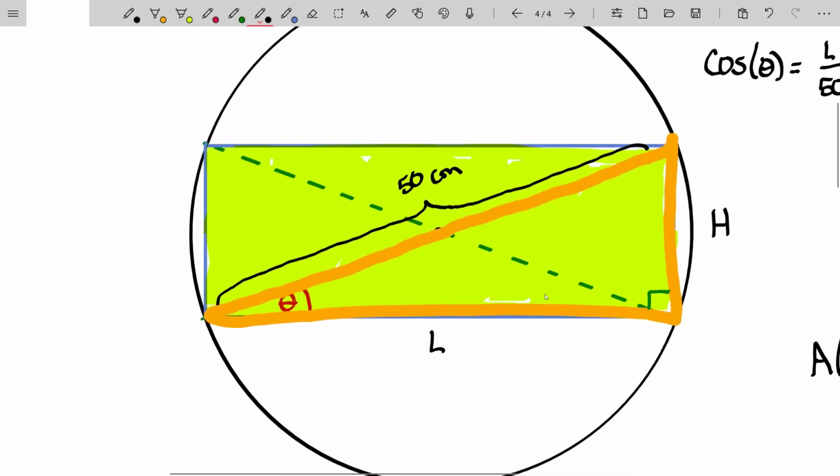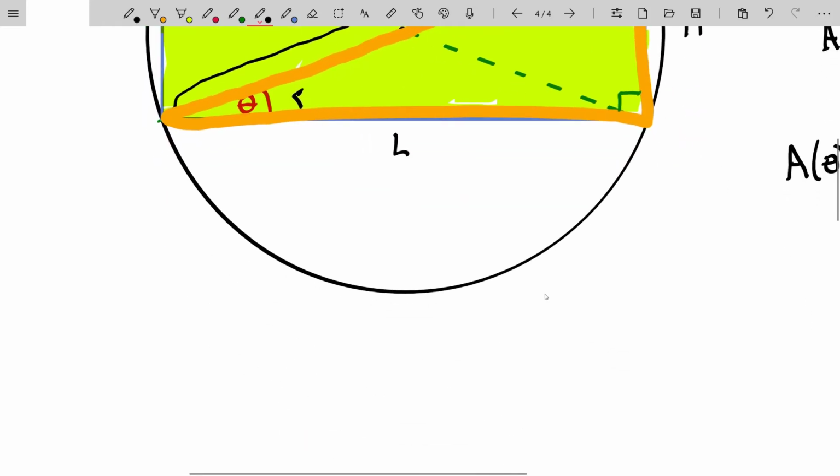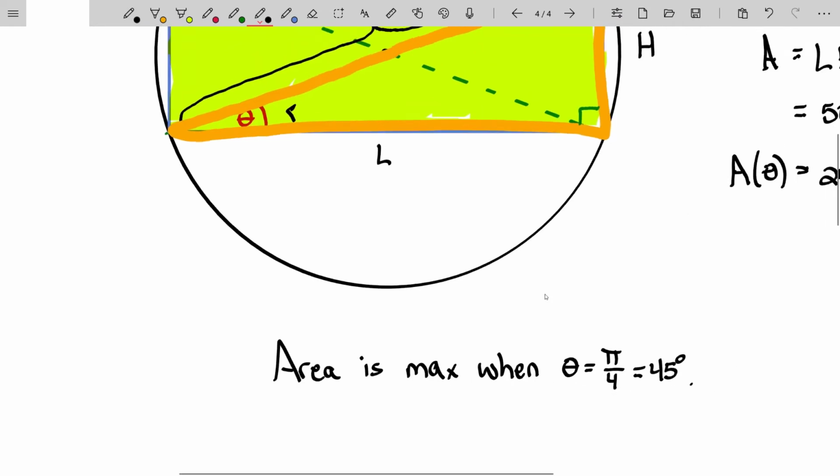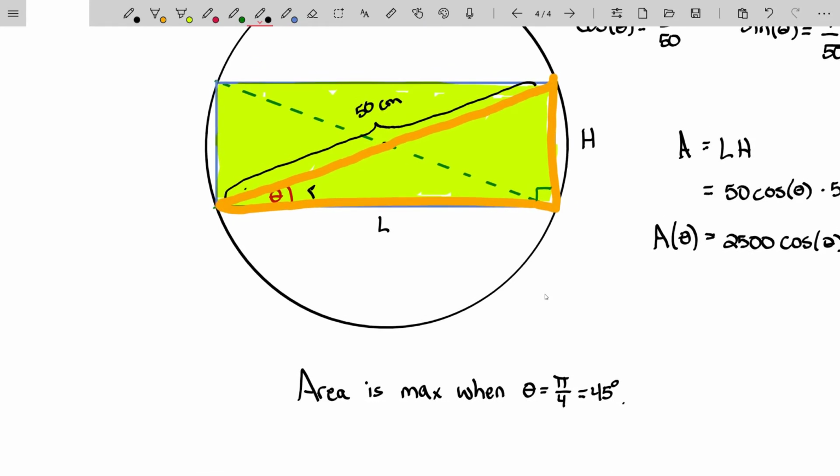And that's what I'm just pointing out here. We maximize this. Area is maximized when the angle is pi over 4 radians or 45 degrees. And if that's the case, then the other angle on this side is 45 degrees as well. And you would have a square cross-sectional area.